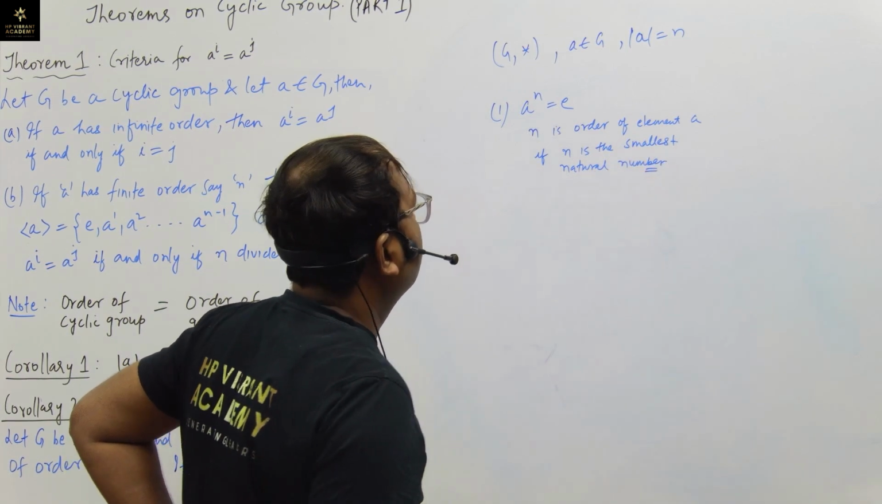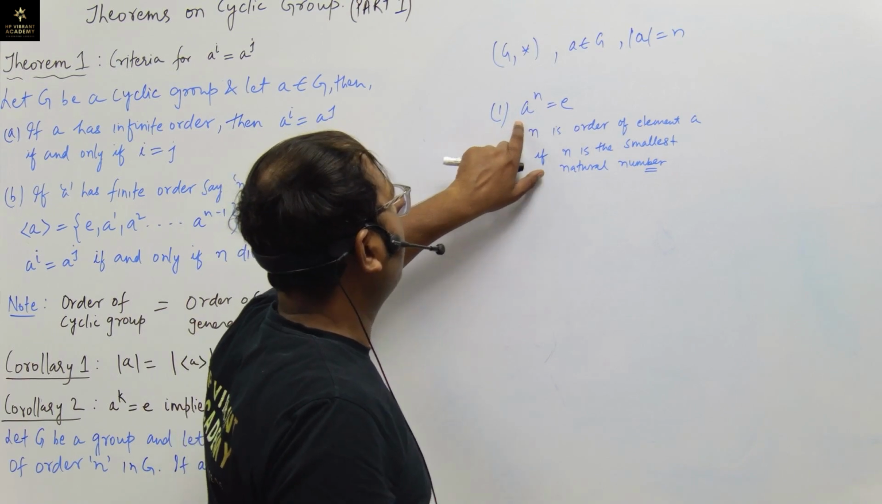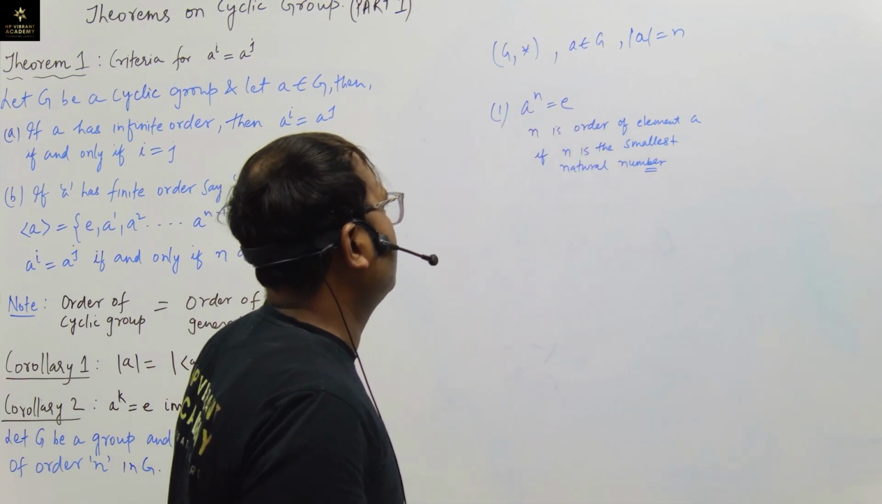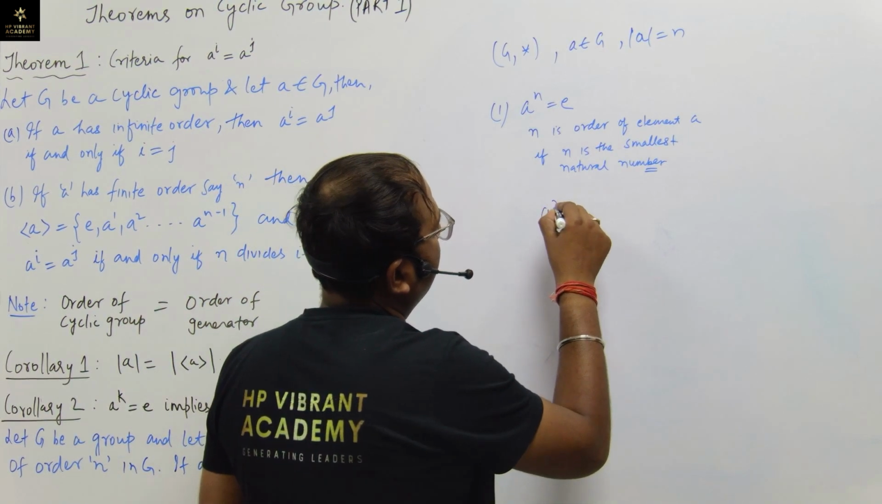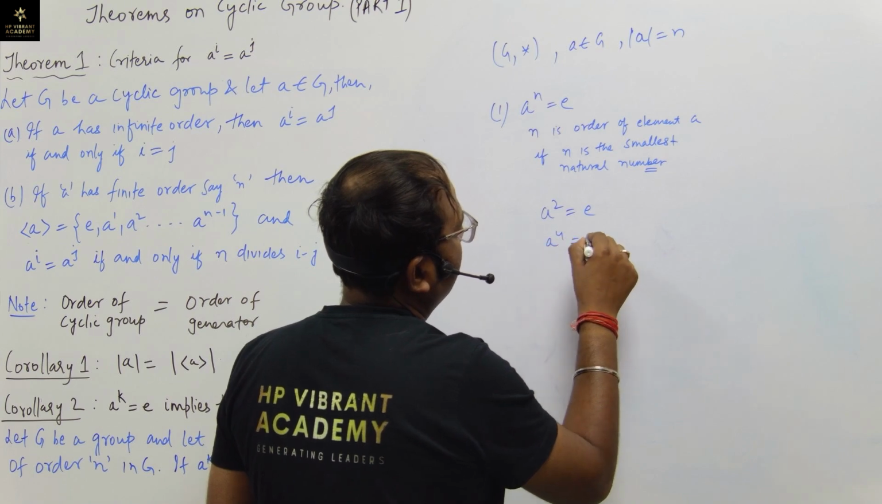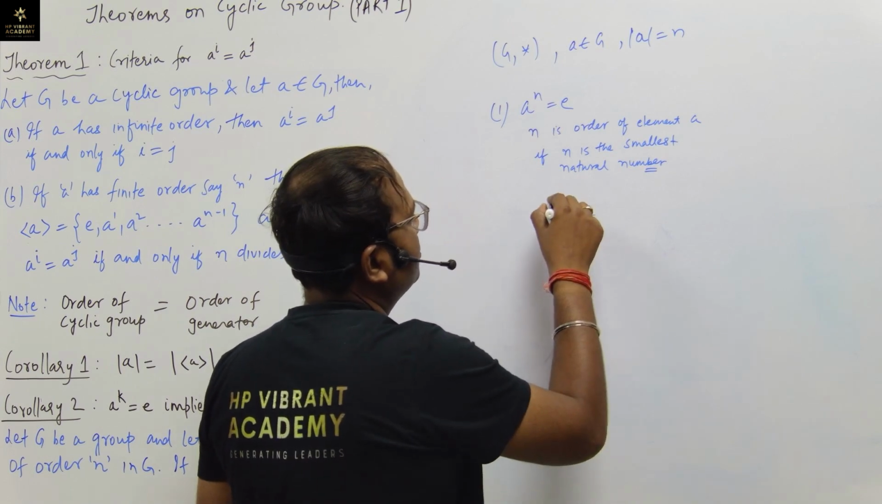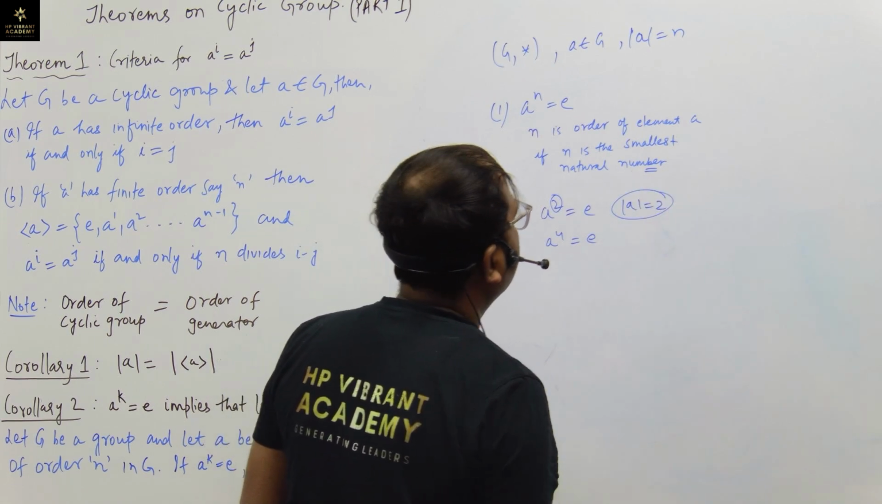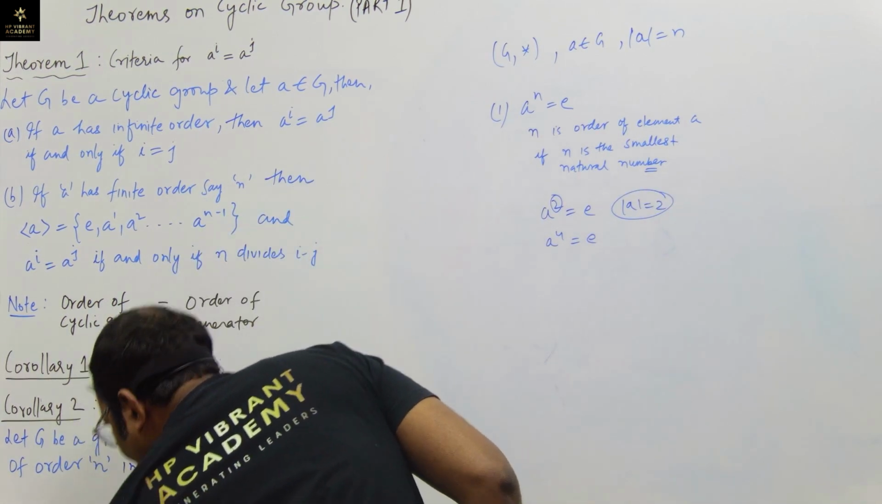So there are 2 points here. First, a to the power n is e, and secondly, n must be the smallest natural number. Suppose we have a to the power 2 equal to e, and a to the power 4 is also e. Then the smallest is 2, so the order of element a will be 2. This is the concept here. Let us take an example.